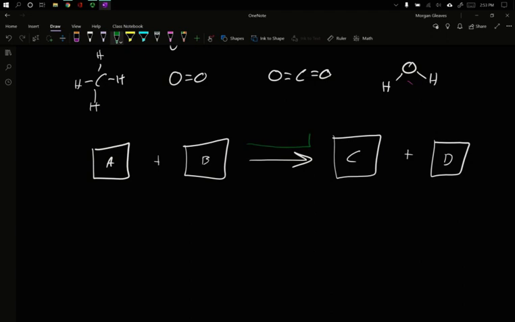Additionally, you have space above and below the arrow. This tends to be reserved for reaction information. What I mean by that is things like, I need heat. You might see a triangle. This represents heat. If you have to boil the reaction, this is where you would indicate that. You might even have a temperature. You might say 180 degrees.